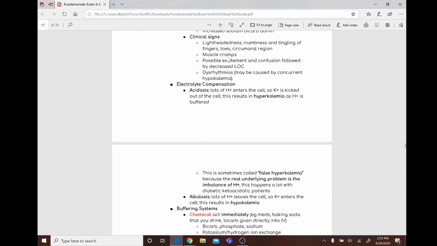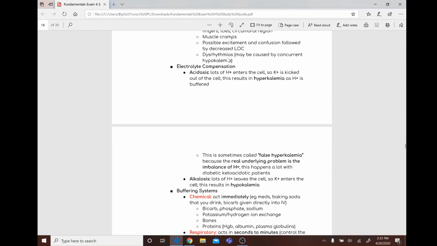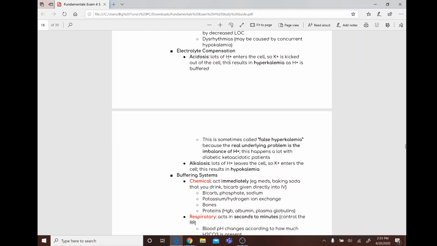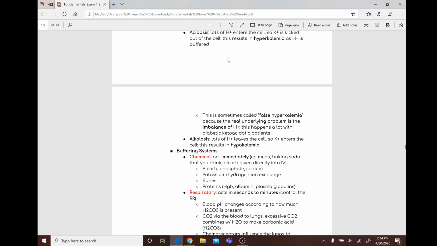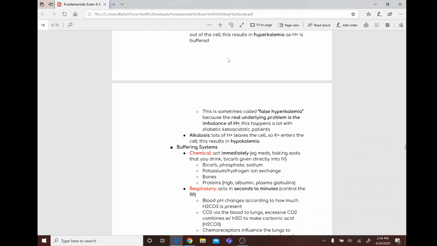So for electrolyte compensation, in acidosis, lots of hydrogen enter the cells, so K is kicked out. This causes hyperkalemia as H is buffered. This is sometimes called false hyperkalemia because the real underlying problem is the imbalance of hydrogen. This happens a lot with DKA patients. In alkalosis, lots of H leave the cell, so K enters, resulting in hypokalemia.